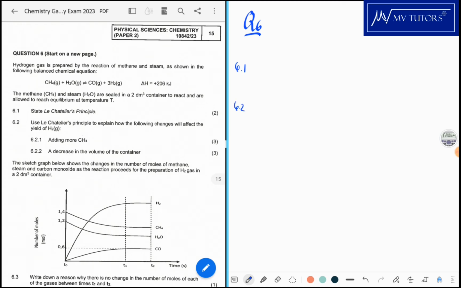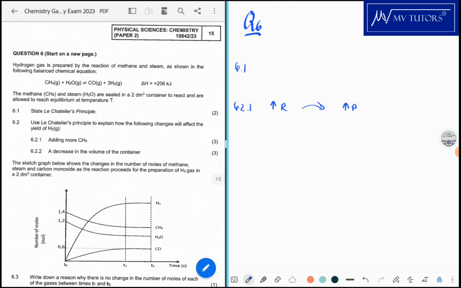Now the methane, okay, no, I've already read that, 6.2. Use Le Chatelier's principle to explain how the following changes will affect the yield of hydrogen gas. So 6.2.1, if we add more methane, so if we increase the reactants, what does Le Chatelier say? It says that to oppose that disturbance, we also need to now increase the products.